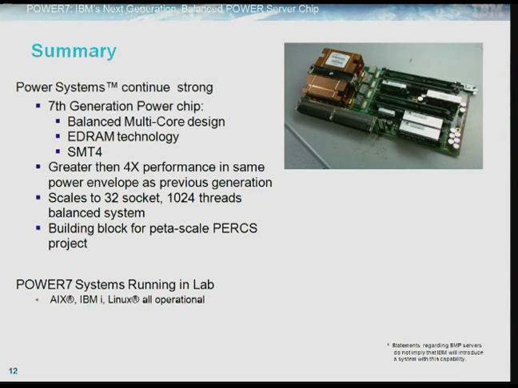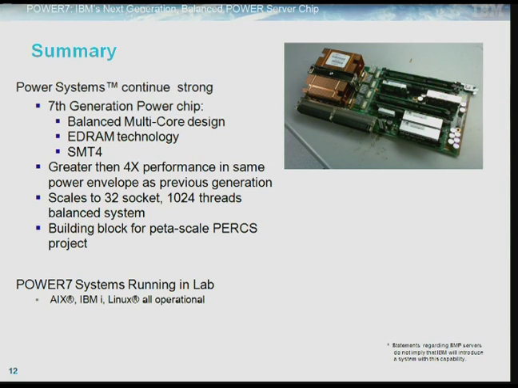The balanced design allows the chip to scale from single socket blades to 32 socket 1024 thread high-end systems. Power 7 is the building block for the clustered petascale PERCS and NCSA Blue Waters project.